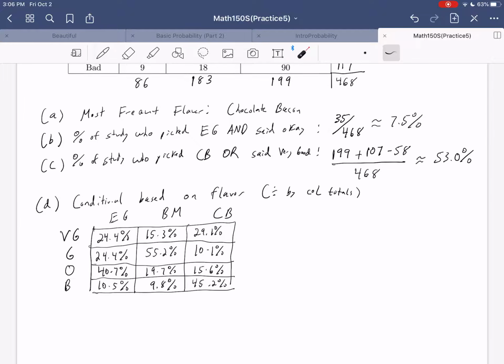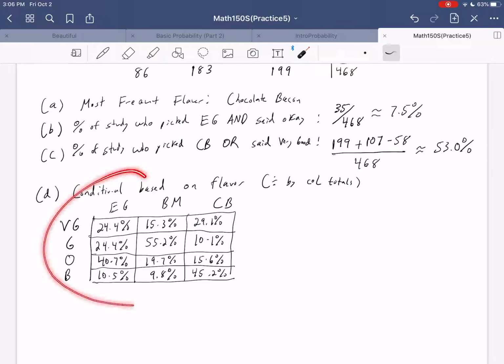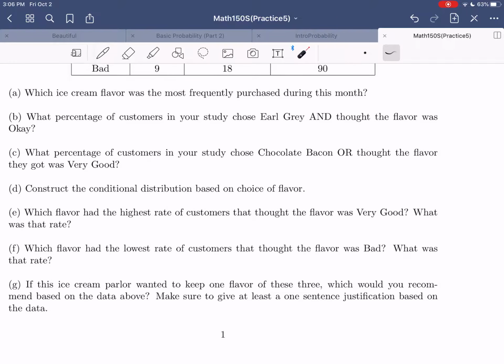All right, now for the remainder of the questions, we're going to make use of this conditional distribution and analyze this a bit, with the hopes of trying to figure out which of these flavors is proving to be the most successful. So let's see what else we have to do here. We want to know which flavor had the highest rate of customers that thought the flavor was very good, and we want to say what that rate was.